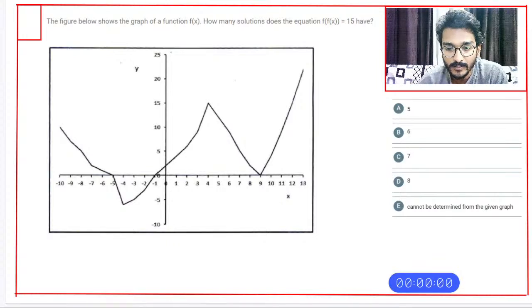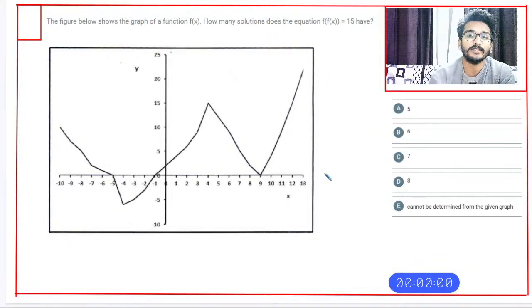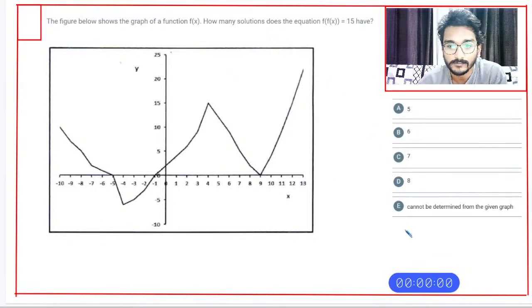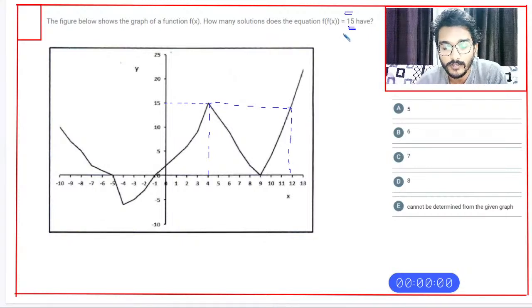All right, so let's start the question now. In this particular question, we have been given f(f(x)) equals 15. Now, how can it be equal to 15? This is the point. How can you say that the value is equal to 15? It is possible that this can be 15 when x equals 4, and this can be 15 also when x equals 12. So for these particular values of x, the value can be 15.